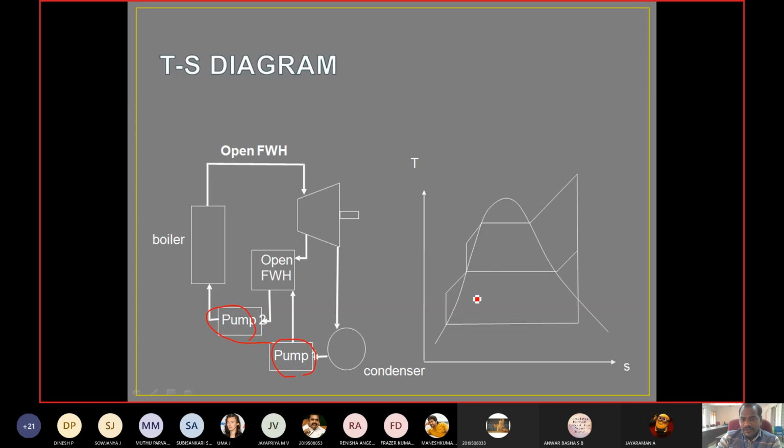The thing is, we have to increase the pressure of this saturated liquid before entering the boiler, right? The other processes will be the same. We have to introduce two pumps in this regenerative Rankine cycle. Right, so this will give you the TS diagram of our regenerative Rankine cycle. If we provide two pumps, we can get these two shifts.